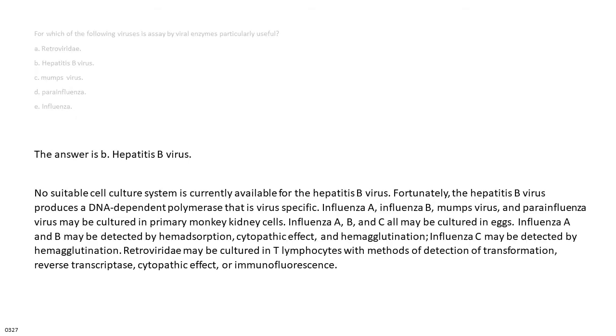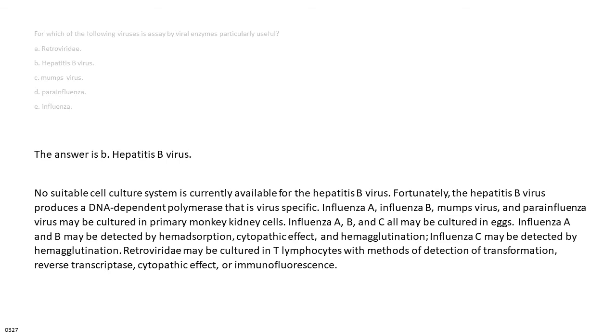The answer is B. Hepatitis B virus. No suitable cell culture system is currently available for the hepatitis B virus. Fortunately, the hepatitis B virus produces a DNA-dependent polymerase that is virus-specific. Influenza A, Influenza B, mumps virus, and parainfluenza virus may be cultured in primary monkey kidney cells.